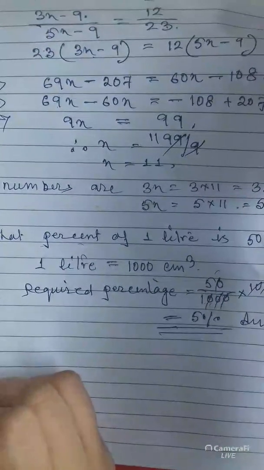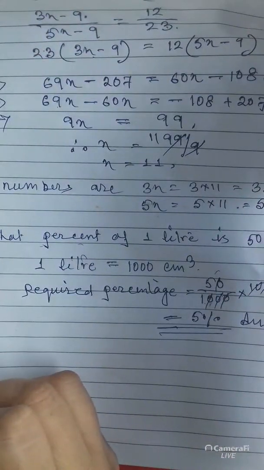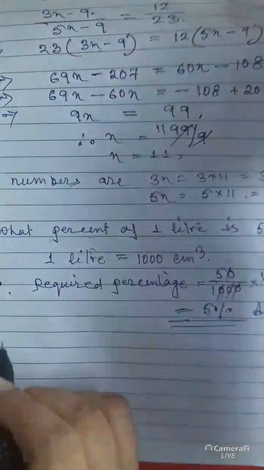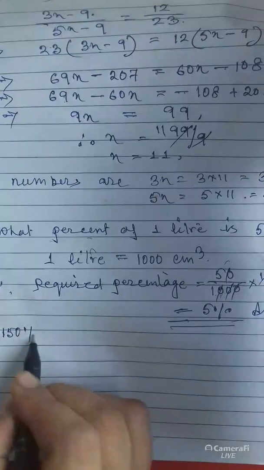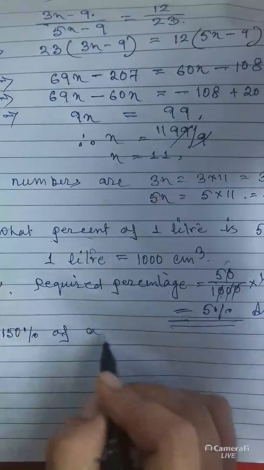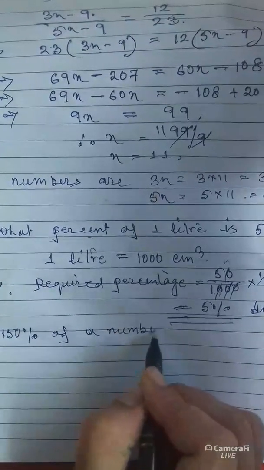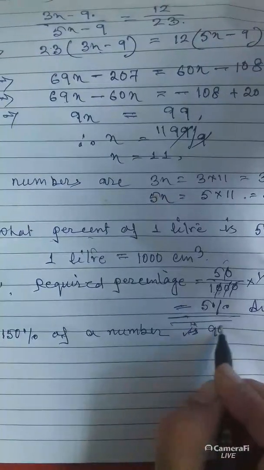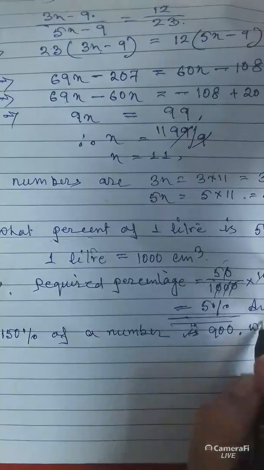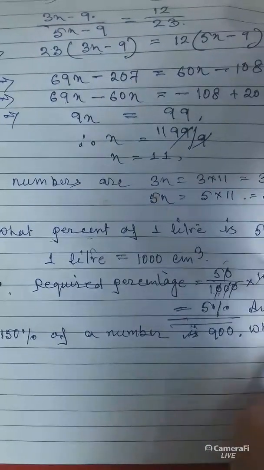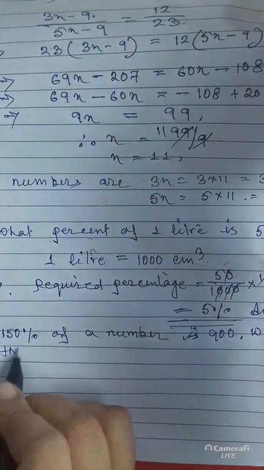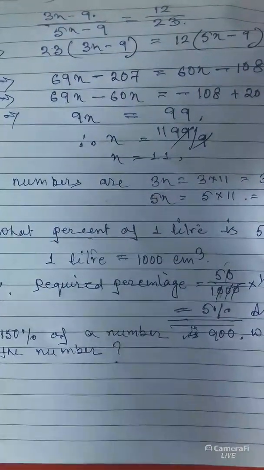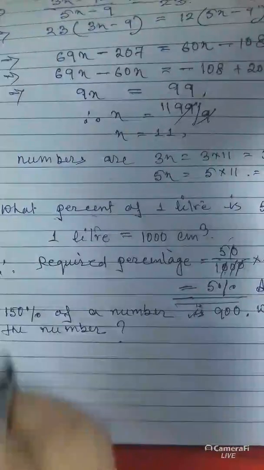Next, question number 3. 150% of a number is 900. What is the number? We have to find the number.